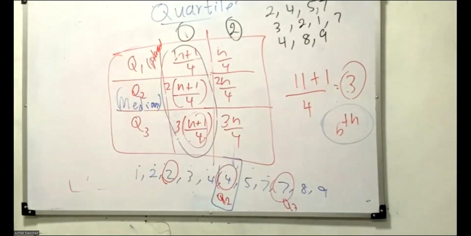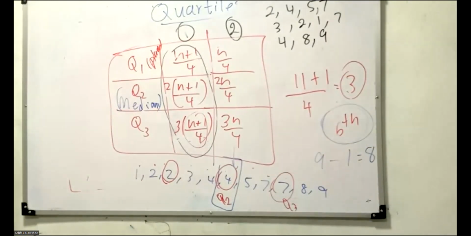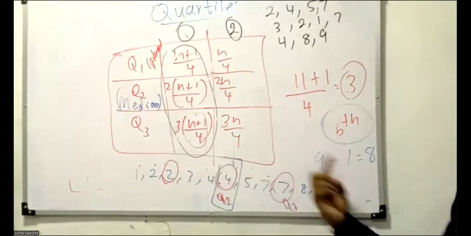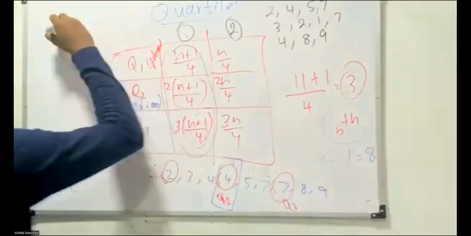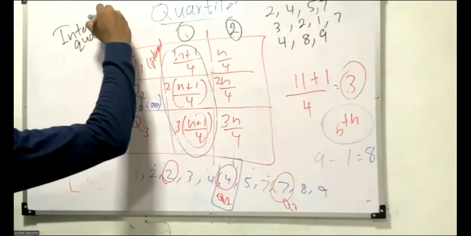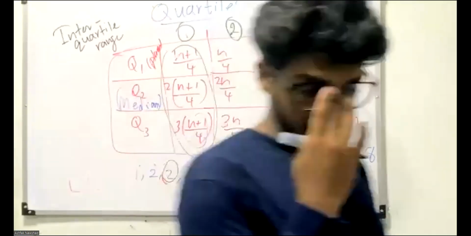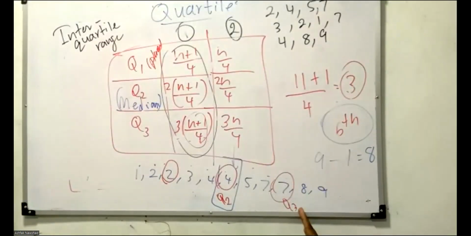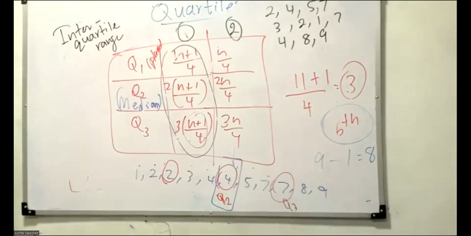Correct? So in this data set, normally if I ask the range, it is 9 minus 1. Are we clear? Yeah, the range of this data set is 9 minus 1. So there's a special range, the interquartile range. That's simply the range of quartiles, which means the highest quartile minus the lowest quartile. So what is the interquartile range of this data set?